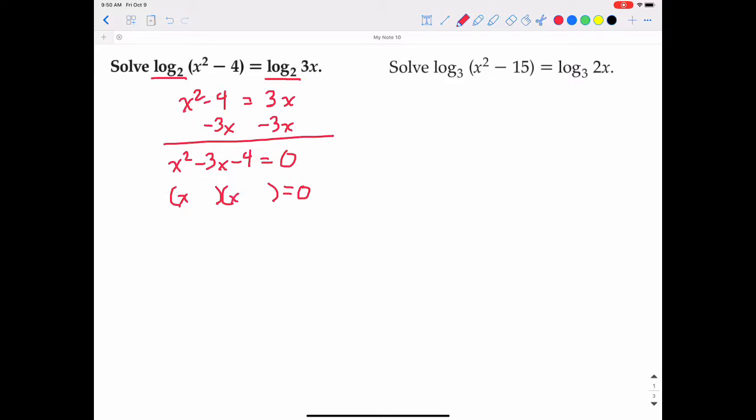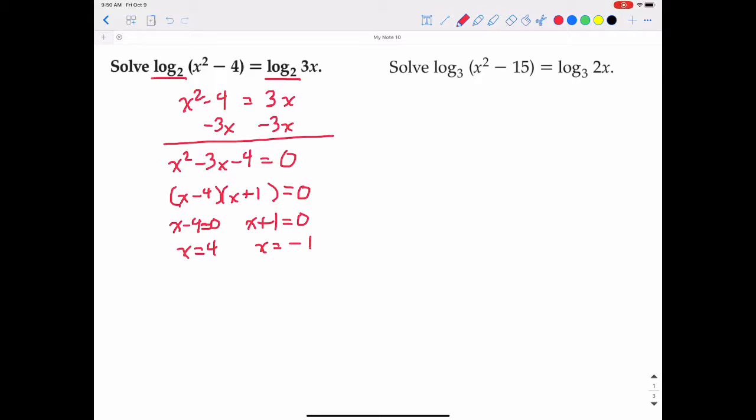So factors of -4 that add up to -3 would be -4 and +1. So just to remind you, that gives you -4x on the insides, +1x on the outsides, and those two add up to the -3x in the middle, so that's how we would check it. And since it does check out, then we will set each part equal to 0. So x minus 4 equals 0, and x plus 1 equals 0. And so x equals 4, and x equals -1.